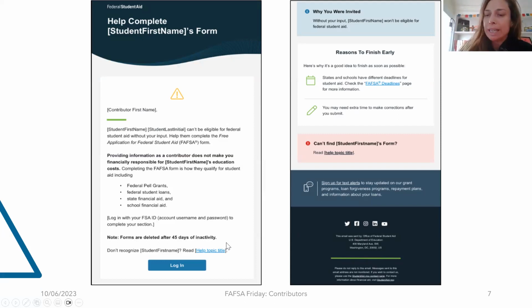So that's really key. If a student is proactive about getting in and starting the FAFSA the first day it opens, and their contributors are not as quick, it may ultimately mean the student has to go back in and complete part of their portion. So it's going to be really critical for contributors to recognize this and to be proactive about responding to the invitation.